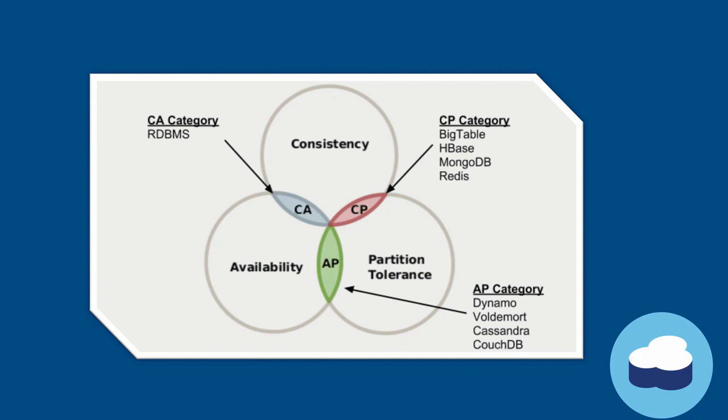Similarly, we can have consistency and partition tolerance as well, but avoid availability at the moment. And similarly, consistency and availability could be followed by avoiding partition tolerance.